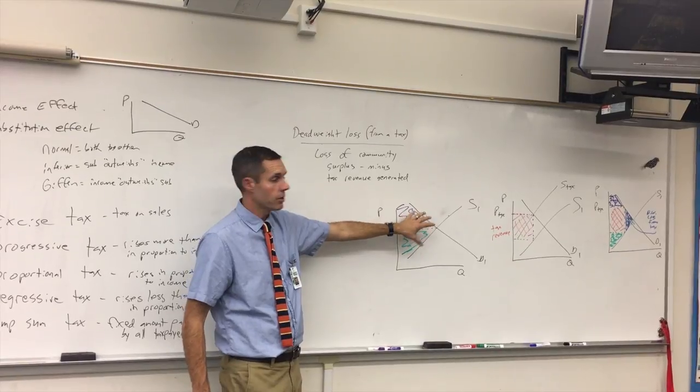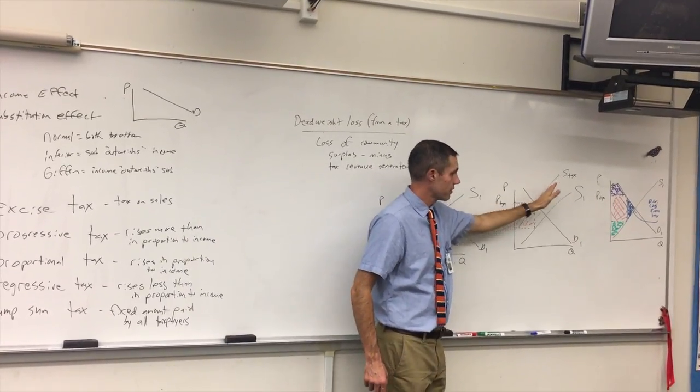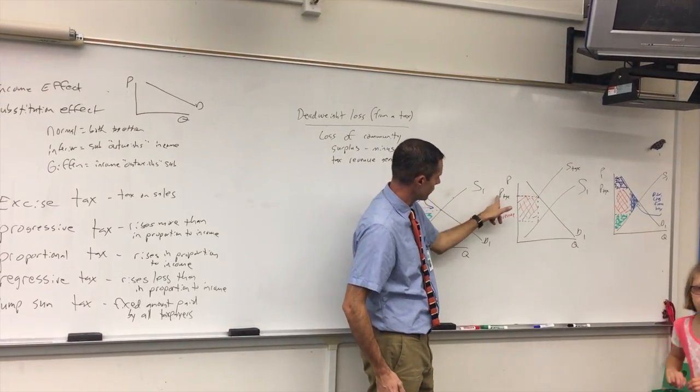This is regular. When you have a situation where the supply curve shifts left for the tax, we have a new equilibrium point. Comes over here, price of the tax.